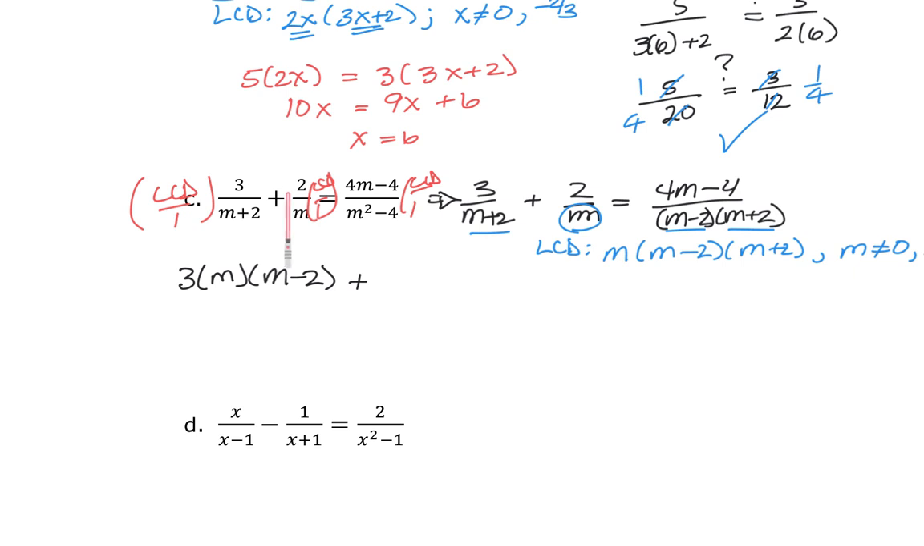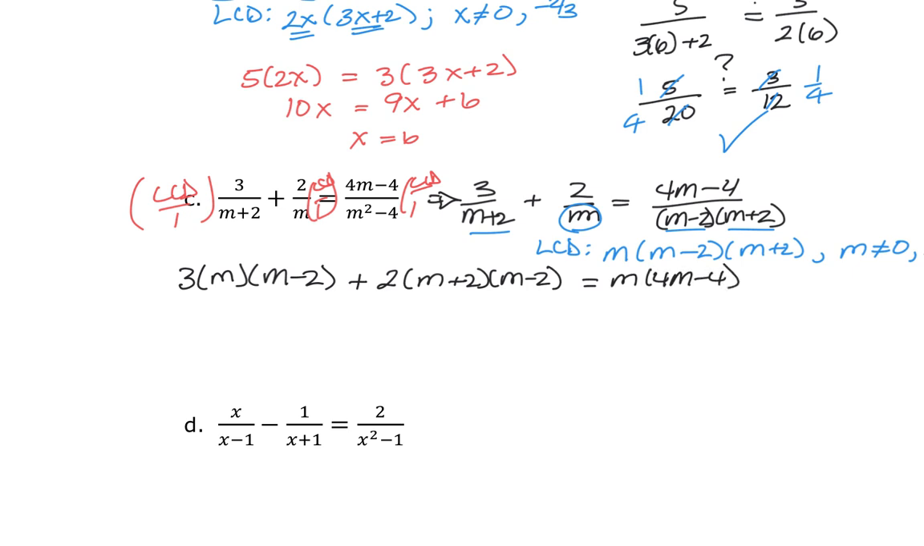On the next term, I'm going to have 2 over m multiplied by my LCD. In this case, my m will cancel, leaving me a 2 in the numerator and then the m plus 2 and then the m minus 2. On the right-hand side, when I multiply this by my lowest common denominator, the m minus 2 and the m plus 2 both cancel, leaving me m multiplied by 4m minus 4.